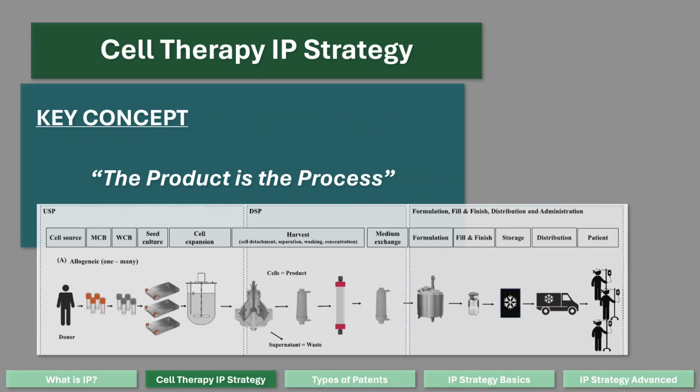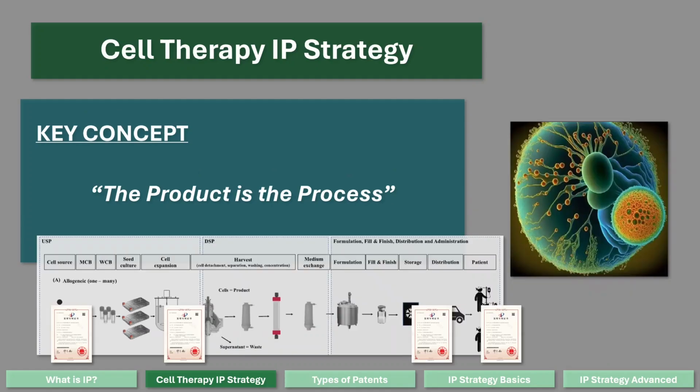The key concept that we need to remember before we proceed to cell therapy IP strategy is that the product is the process. The cell identity is shaped by the manufacturing process we use to create it. A cell is a living organism, and it is impossible to patent a cell population as it changes over time.